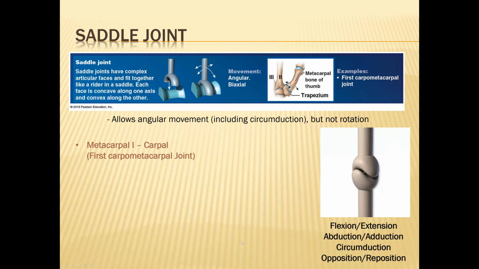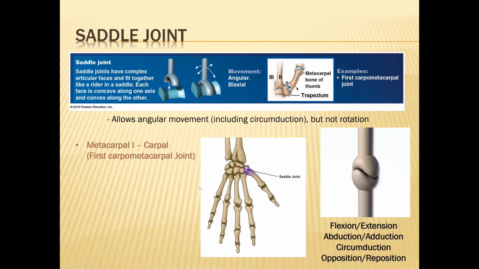So again, the saddle joint is only in one place, and that is between metacarpal 1 and your carpal bones, specifically the trapezium. So this is called the first carpometacarpal joint. And just to be clear, you only have one saddle joint. Well, you have two, one in each hand. But it's at the bottom of metacarpal 1, so between metacarpal 1 and the carpals. That is your saddle joint. That is the joint that allows you to do opposition and reposition.